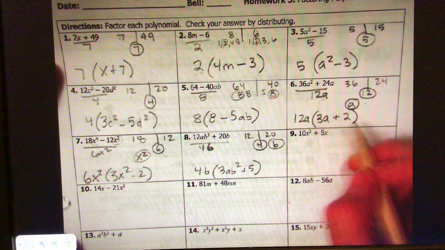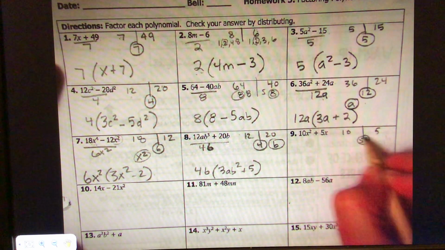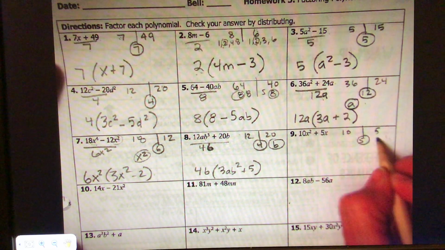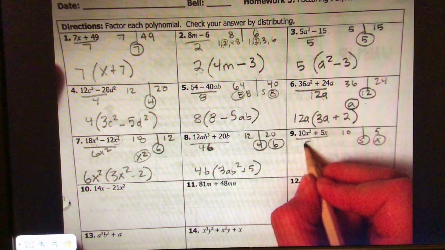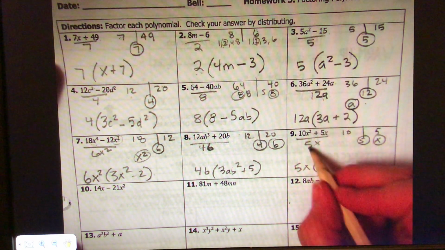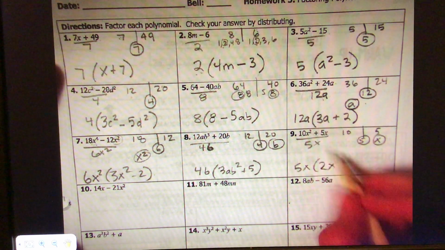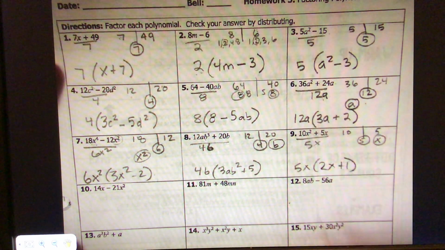Over here, 10 and 5. I already know it's going to be 5. So 10, 5, my GCF is 5. I also have an x, so I'm going to have an x. So it's all over 5x. 5x goes outside. I've got parentheses. 10x squared divided by 5x is 2x. 5x divided by the same is 1.